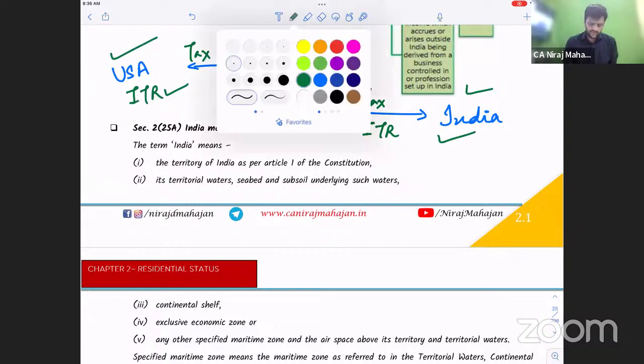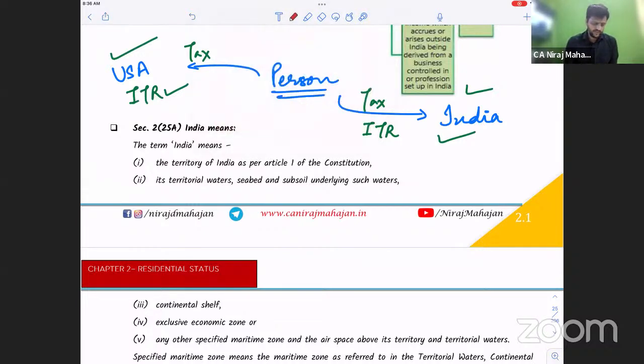Clear? But understand a very basic thing. What about the total income? Means whatever is his entire year's income. Are you getting my point here? His total income will be income earned from India as well as income earned from USA. He'll be declaring or showing both of his incomes clearly.